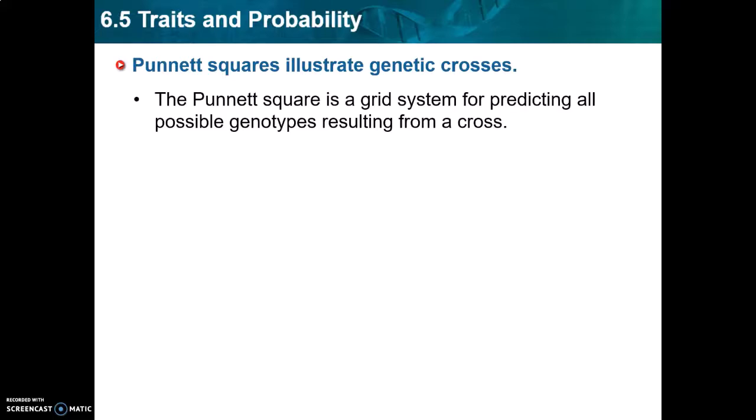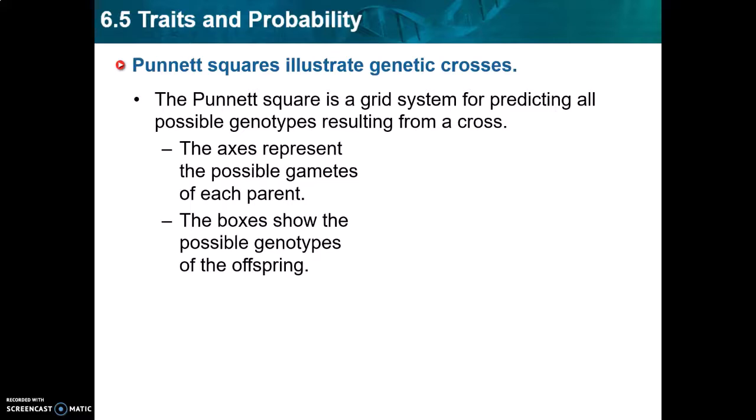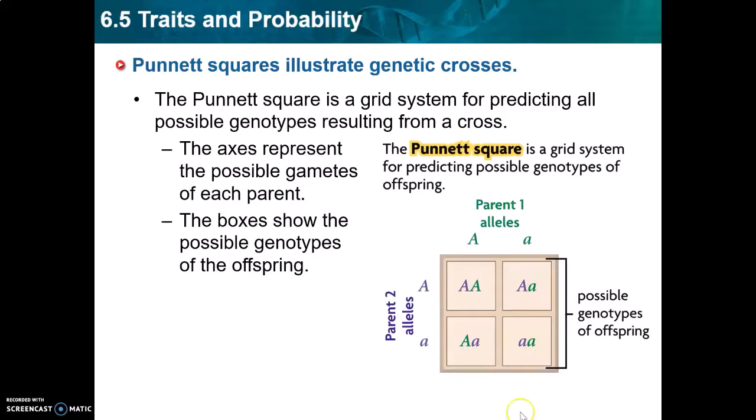It is a grid system, and it predicts all of the possible genotypes from that cross. The axes, or what we write across the top and down the side, represent the possible gametes that a parent could pass down. And the boxes inside the Punnett square show us the possible genotypes of their offspring.